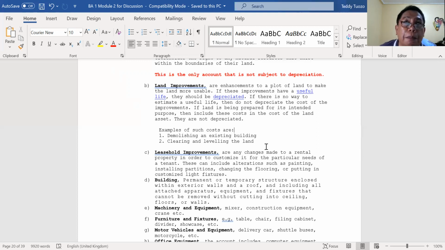Like 1 million, but for the demolition, you spent, let's say, 300,000, then the cost of the land in your book should be recorded at 1,300,000 pesos.